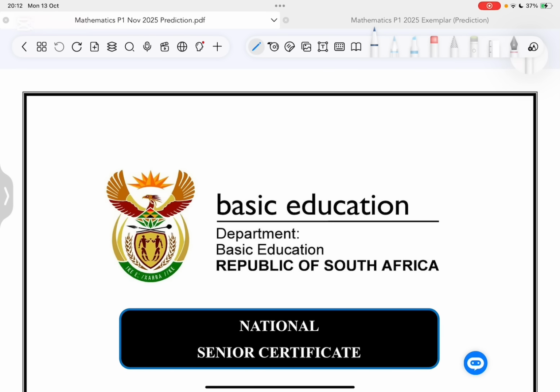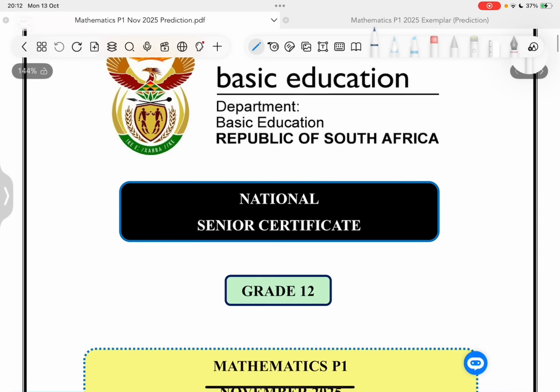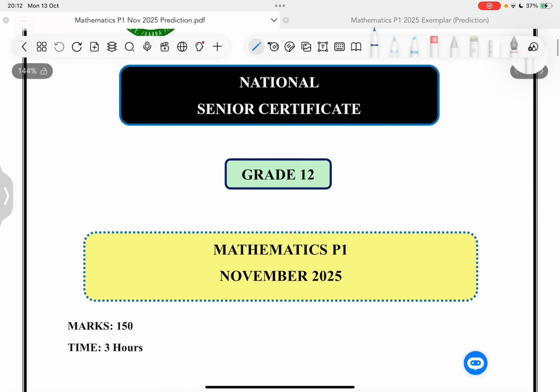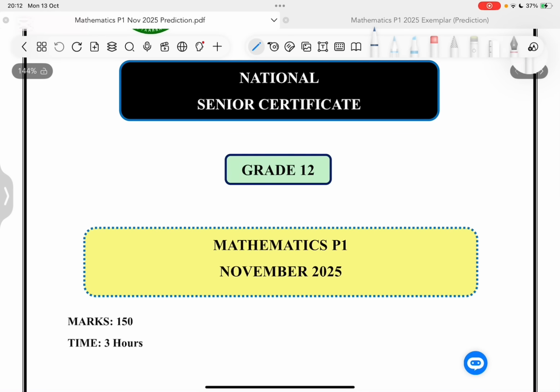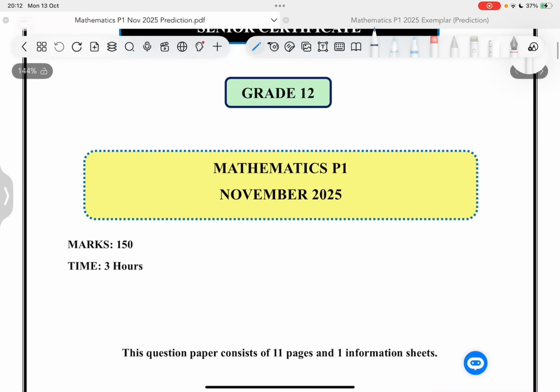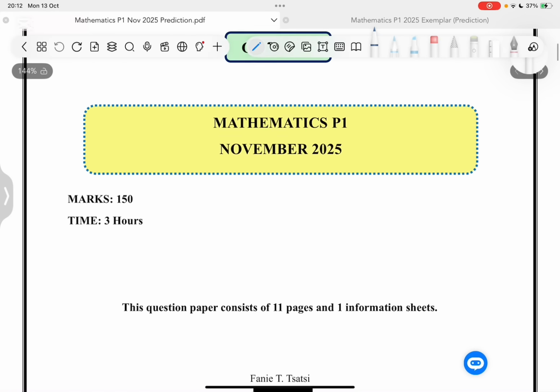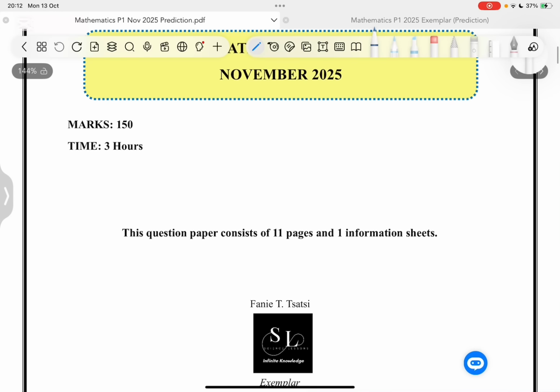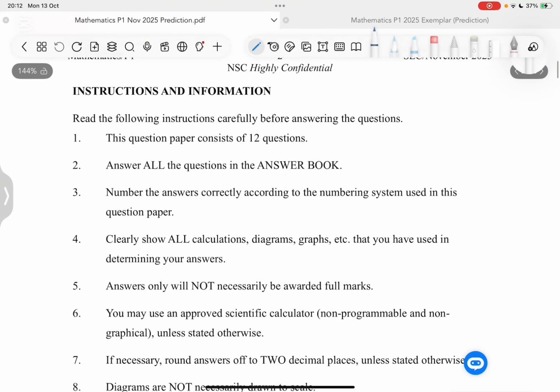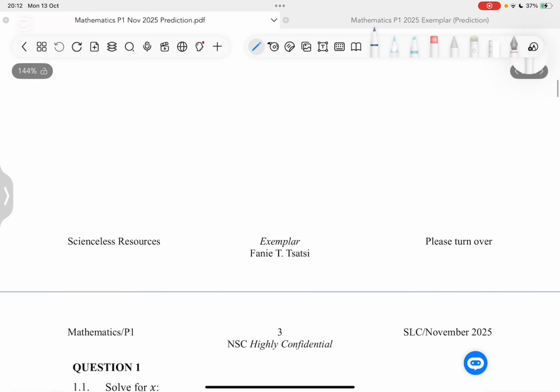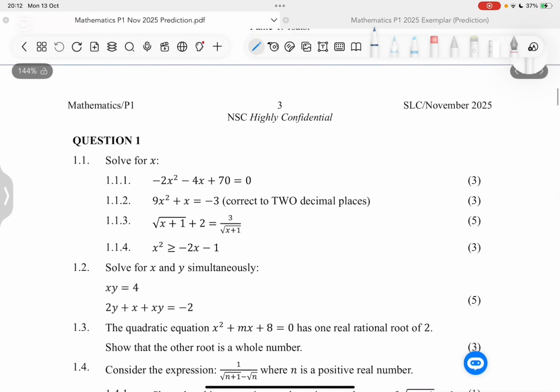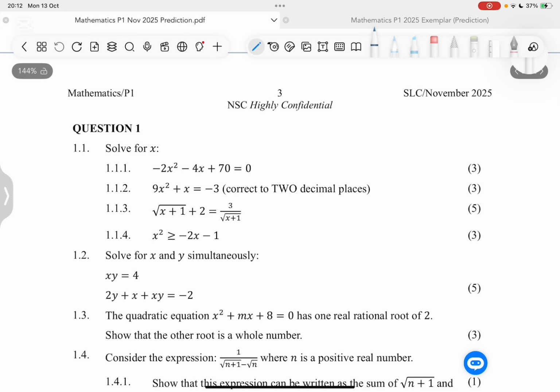The November 2025 exam prediction is finally here. This question paper is an exemplar and has questions that are guaranteed to be in your exam on the 31st of October. I'll jump directly to question 1 so that we can see what is expected.